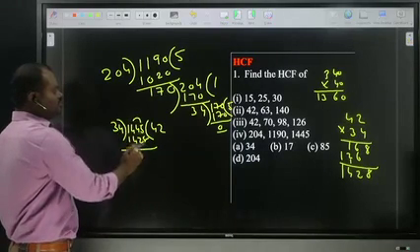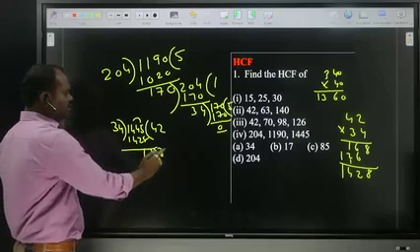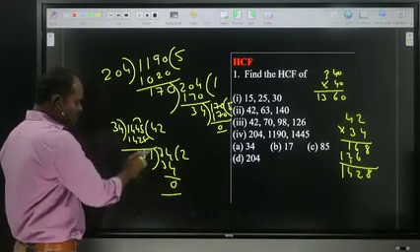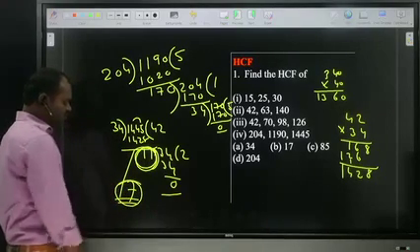Okay. 15 minus 8 is 7, 3 minus 2 is 1. Then 17 divides 34: 17 twos are 34, remainder 0. Then stop. This side number is the answer. So your answer is 17.